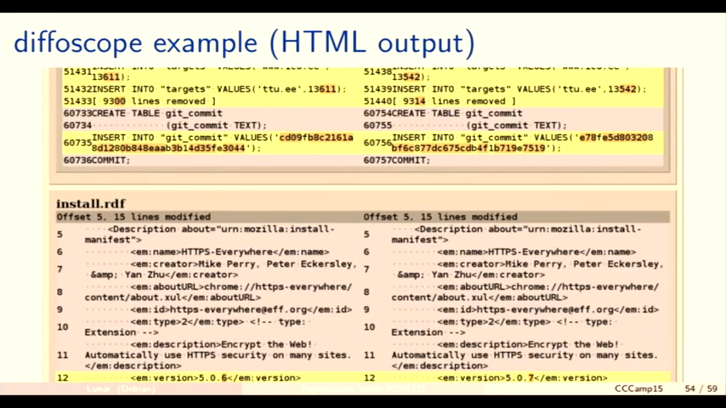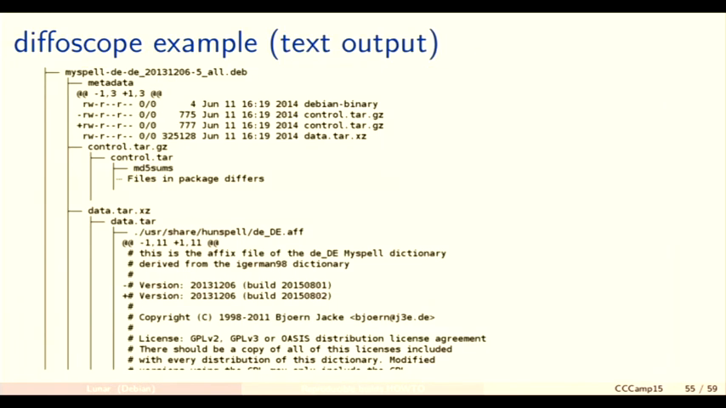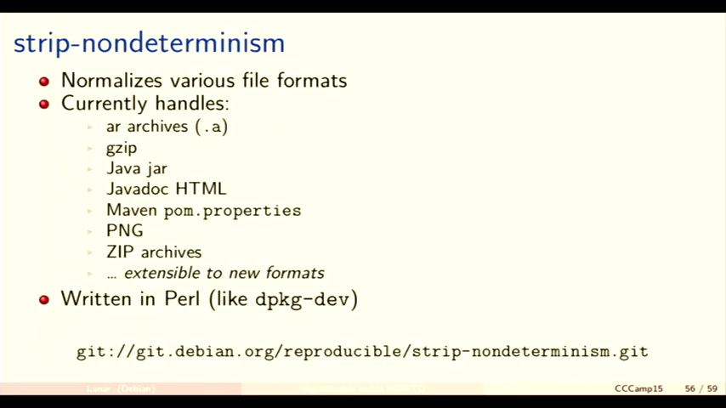That's HTML output, but you've seen some of them already. That's the text output. So it's a tree, because it does things recursively. Another tool that we came up with in Debian is called strip-nondeterminism, which normalizes various file formats like AR archives, like static libraries, gzip, jar, Javadoc HTML, and even Java properties, PNG, zip. That's the example I gave earlier.